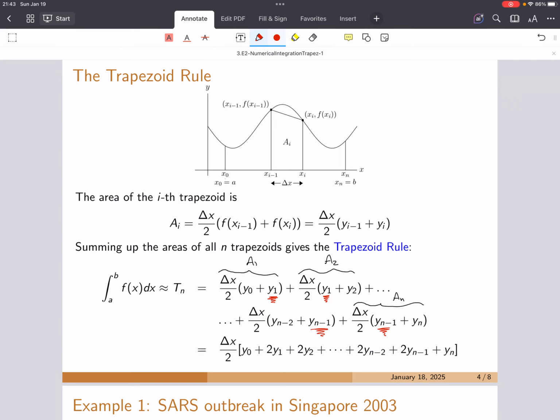So now you see that the trapezoid rule uses all of the data points. It puts most of the emphasis on the middle data points from y1 to y sub n minus 1, but it uses the y0 and it uses the y sub n. So this is a little bit of an advantage over the left point rule and the right point rule in that we're incorporating all of the data points that we have at our availability.